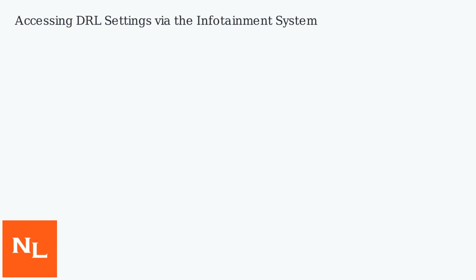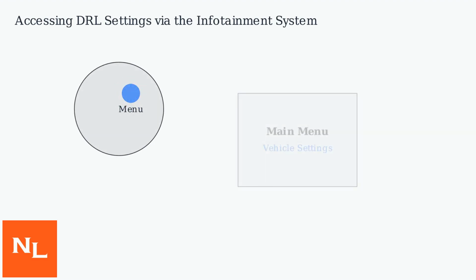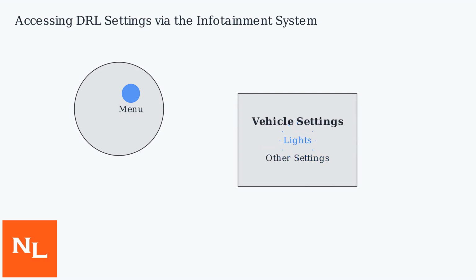If your Skoda Fabia III has an infotainment system, such as Maxi-Dot or touchscreen, you can control DRL settings through the menu. Start by pressing the menu button on the steering wheel. This opens the main menu on the infotainment screen. Navigate to Vehicle Settings, then select Lights. Finally, choose Daytime Running Lights. Here, you can toggle the DRL on or off. This is the most common method for higher trim models.